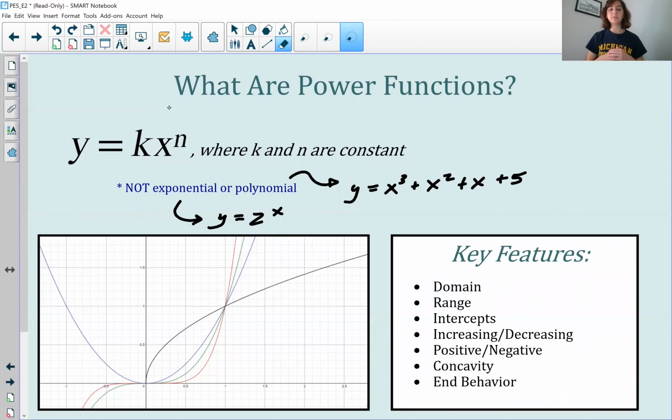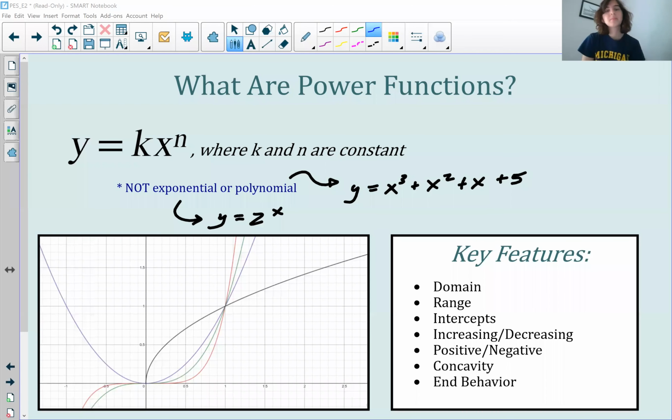But then there's also polynomials. Polynomials are a sum of power functions, basically. We're just going to look at one-term basic power functions. I want to mention that n can also be a negative number.